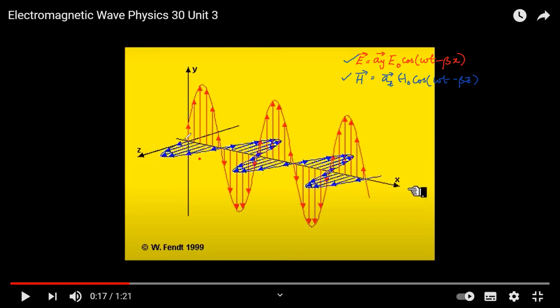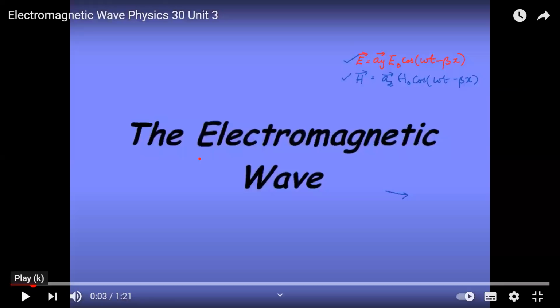Now let's see. So this is also a sinusoid. This is also a sinusoid. They are coupled. They are going together, and they are going in the positive x direction, which is in this direction. Now, when I release both time and x, see what happens.